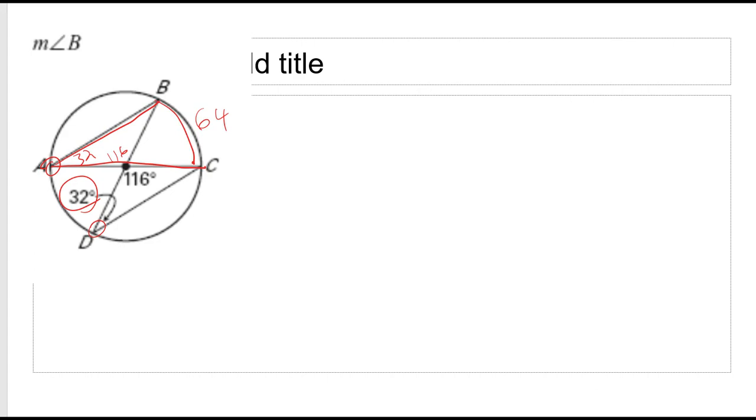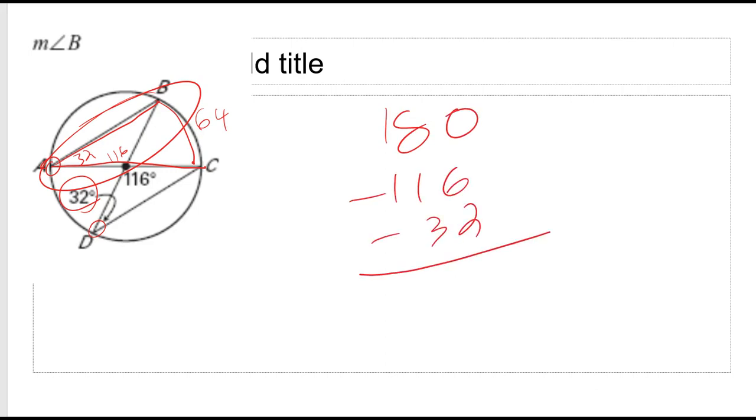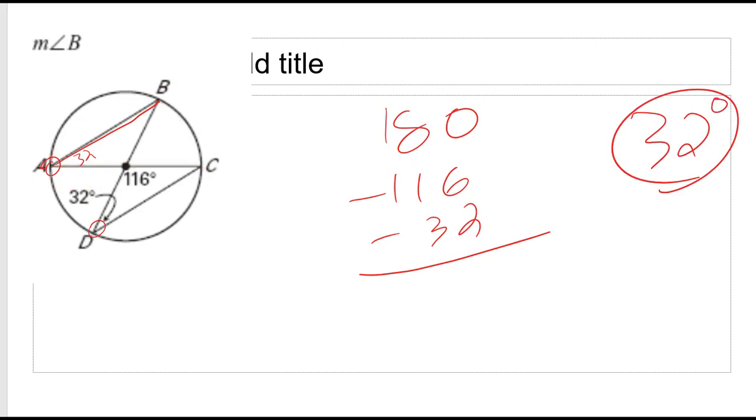So what that means is that these three have to add up to 180. So I have a triangle that's 180 minus 116 minus 32. If we take 180 minus 116 minus 32, the answer is going to be 32. All right, so that's one way to do it. I'm going to show you a different way to do it.